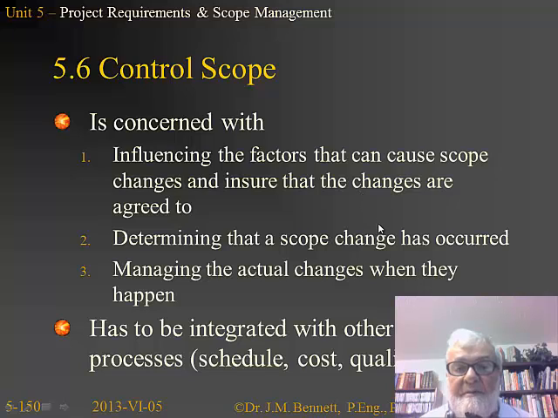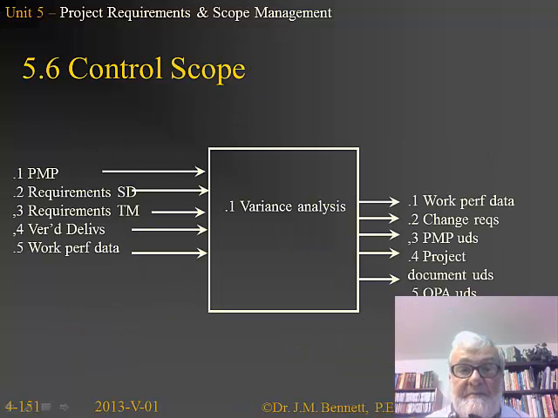We want to determine that a scope change has occurred and manage the changes when they actually happen. Now, changing the scope, ooh, that's big, because everything has to be integrated with all the other control processes, particularly the project management plan, the schedule plan, the cost baseline, the quality baseline, the risk baseline. It's going to affect all of the other plans of the project, so it's going to be major.